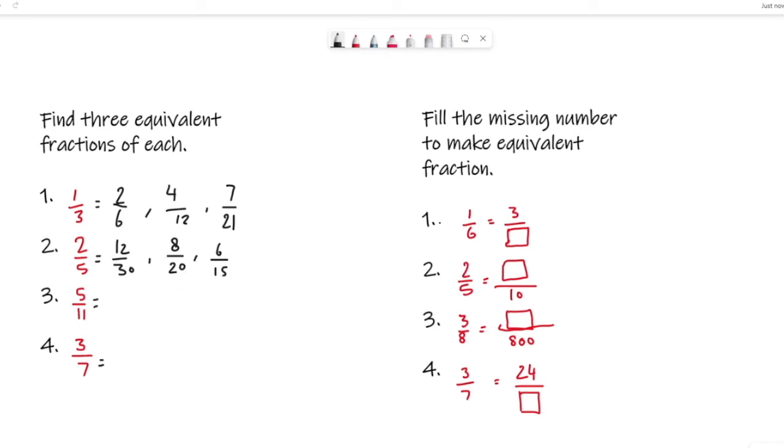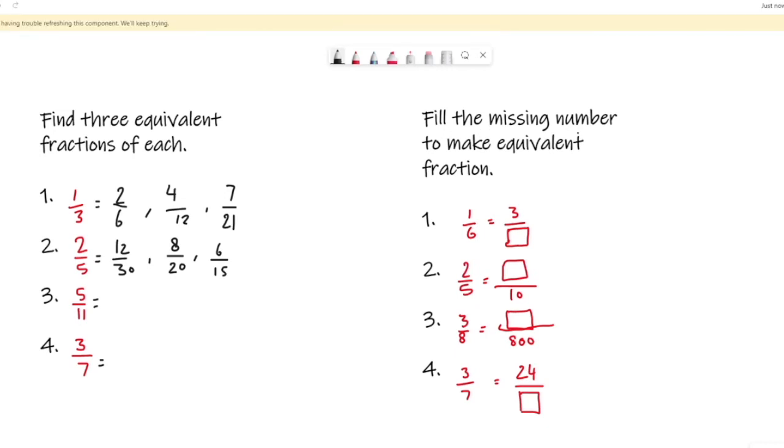Okay, let's see another one. Here they're saying fill in the missing number to make an equivalent fraction. So first we have to know which number we are multiplying our fraction by to convert it into an equivalent fraction. You see, the numerator is given, 1 became 3. You multiplied it by which number? As we all know, 1 times 3 is 3. So we'll do the same thing here. 6 times 3, the answer will be 18.